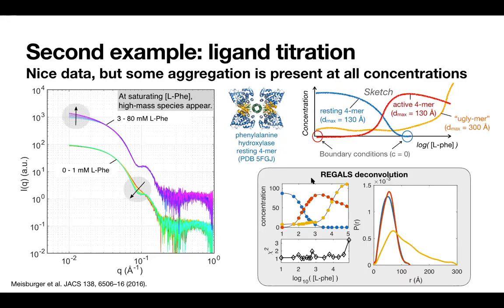So here's the result we get. It's actually pretty amazing. We are able to recover concentration profiles that look quite a bit like the sketch. It fits the data fairly well, except maybe at the highest phenylalanine concentrations. And also, for free, we get these P of R functions for each component. And these can be analyzed further using model building methods, which again, I won't talk about, but you can read about in our paper in JAX.